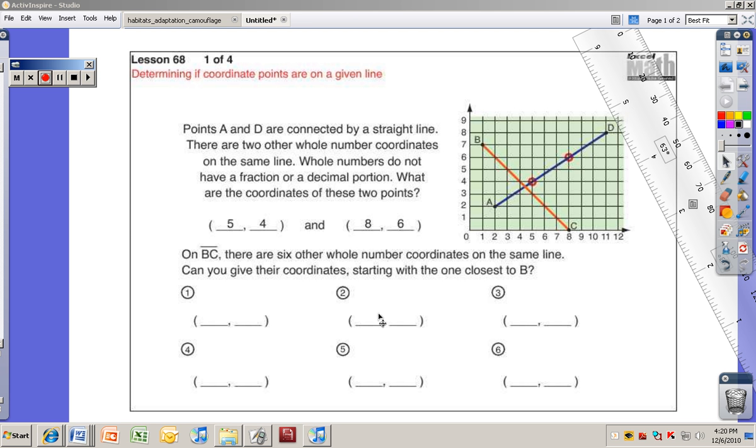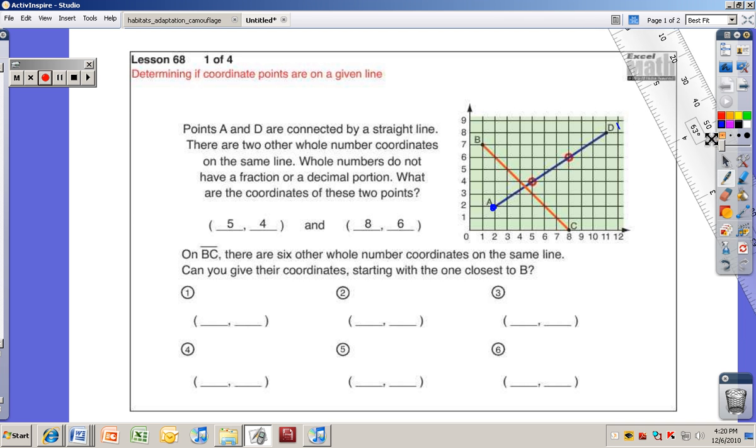There are two other whole number coordinates on the same line. Whole numbers do not have a fraction or a decimal portion. What are the coordinates of these 2 points? So what they just told you is that A and D are connected right here by a straight line. And then they're asking you what points are on that line that are whole number coordinates.